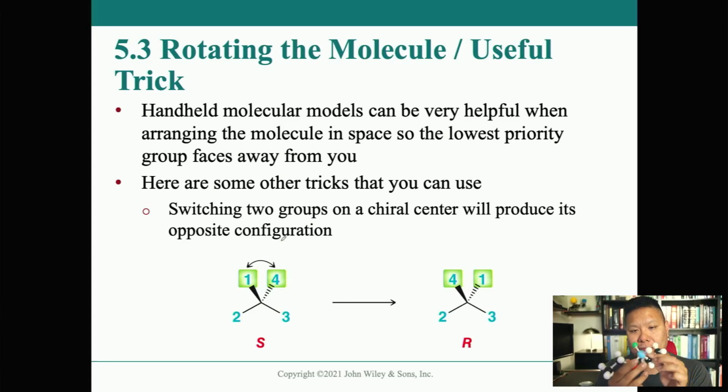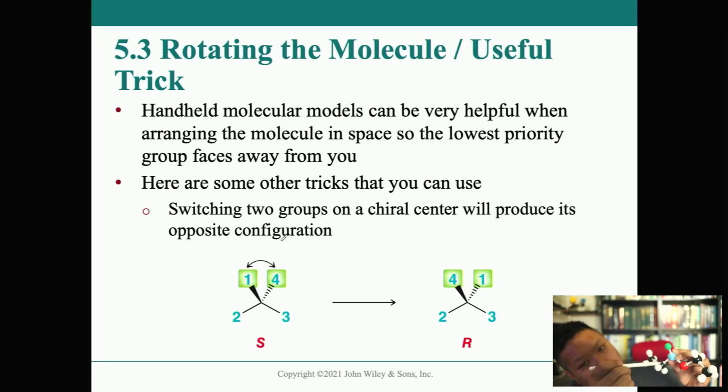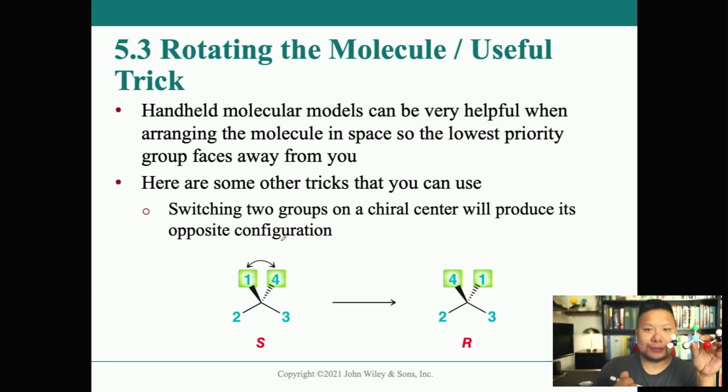We've just changed it to its R configuration because this time we have to rotate this thing around again, like this, so that the H is coming back at you. And now you count the priorities: 1, 2, 3, 4. Now you're going clockwise. So that's R configuration. Good stuff, good stuff.